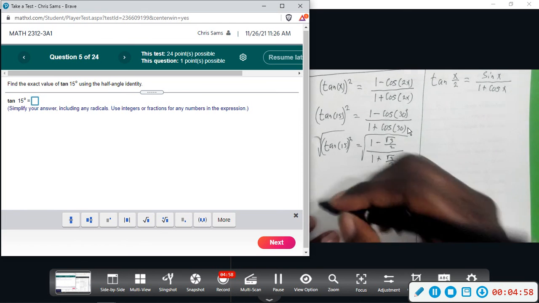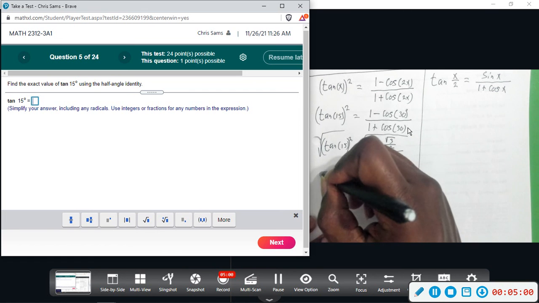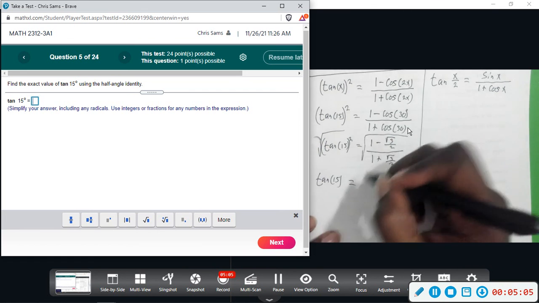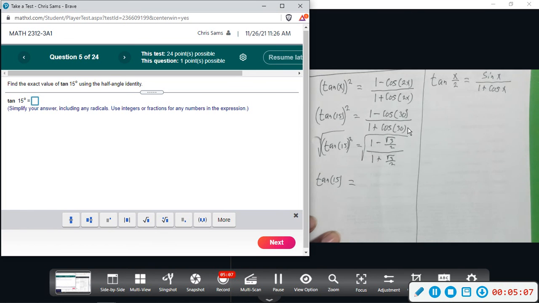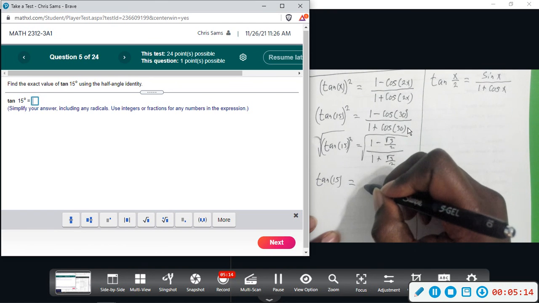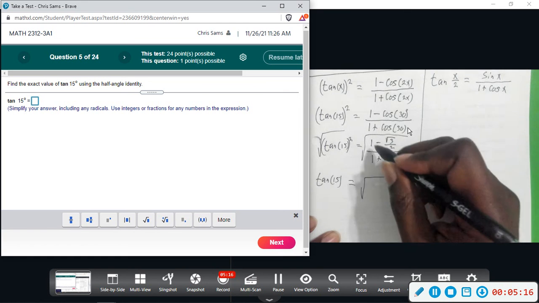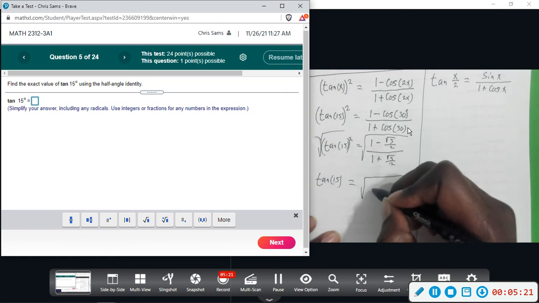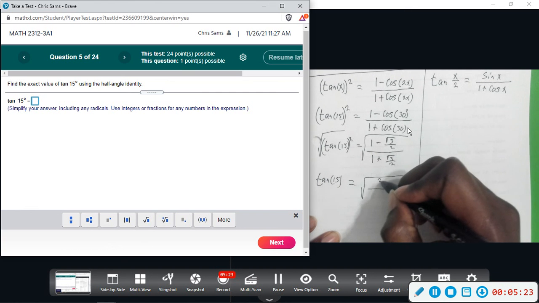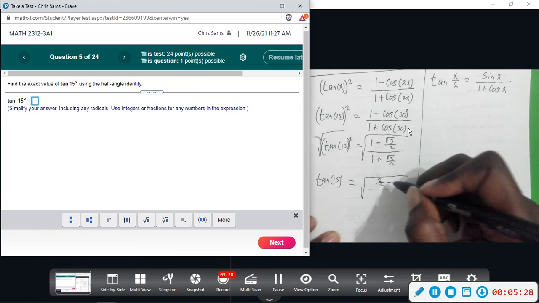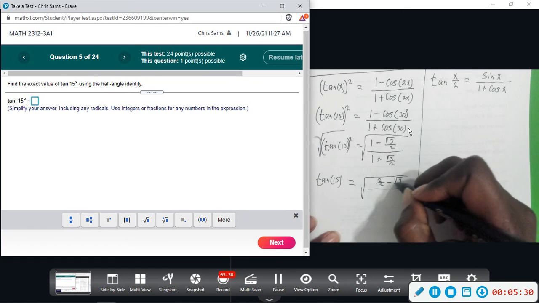And so that gives us tan 15, which is what we're looking for, and it equals all of this, which we're going to simplify and reduce. What I'm going to do is simplify under the square root, so let me just do it one step at a time. 1 is 2 over 2, because 2 divided by 2 is 1. I'm writing it like that so I can combine these fractions, minus square root 3 over 2.